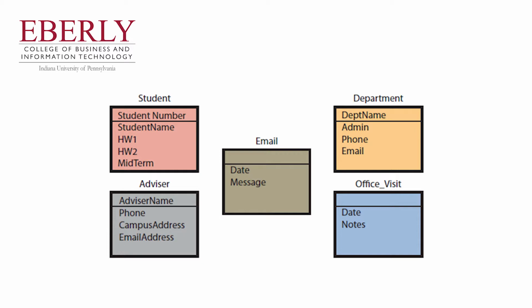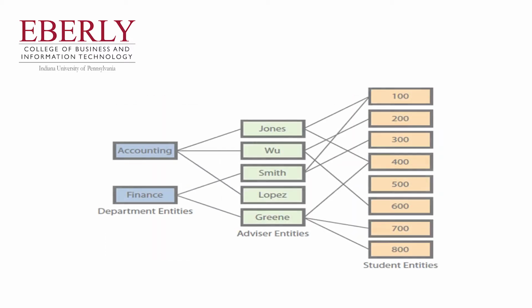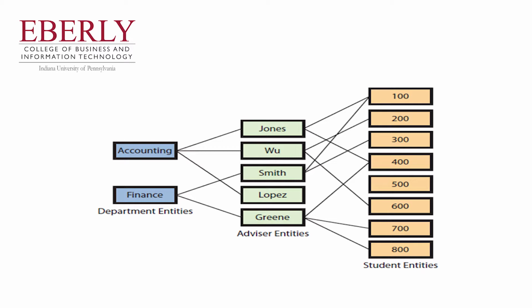Relationship. Entities have relationships to each other. An order, for example, has a relationship to a customer entity and also to a salesperson entity. In the student database, a student has a relationship to an advisor, and an advisor has a relationship to a department. Figure 5.18 shows sample department, advisor, and student entities and their relationships.